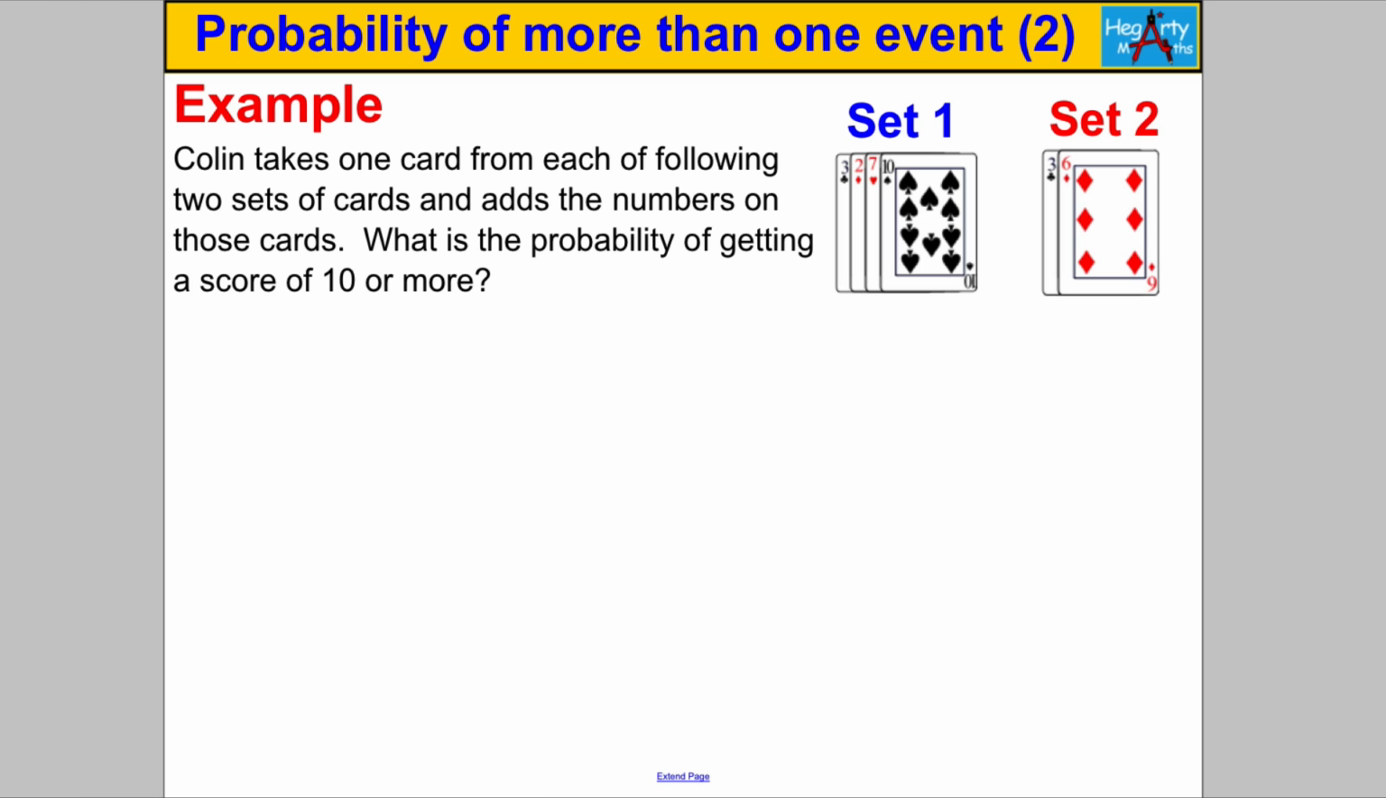Pause the video, have a go. So here it says Colin takes one card from each of the following 2 sets of cards and then adds the numbers. What's the probability of getting a score of 10 or more? So let's draw that sample space diagram.